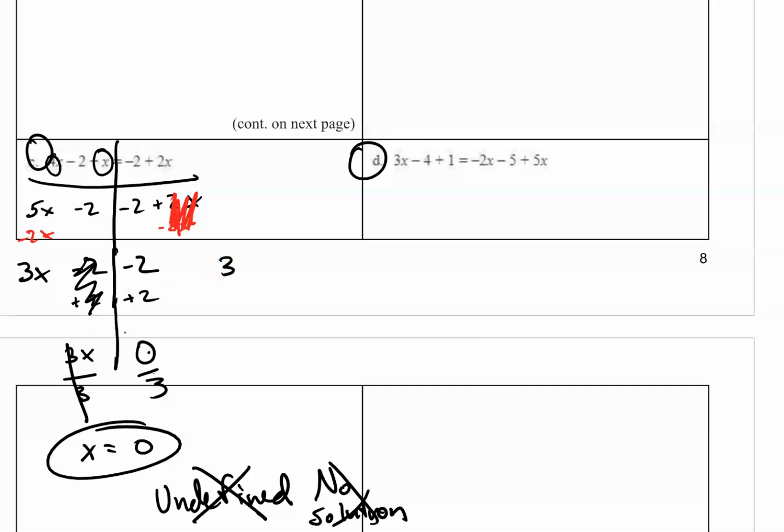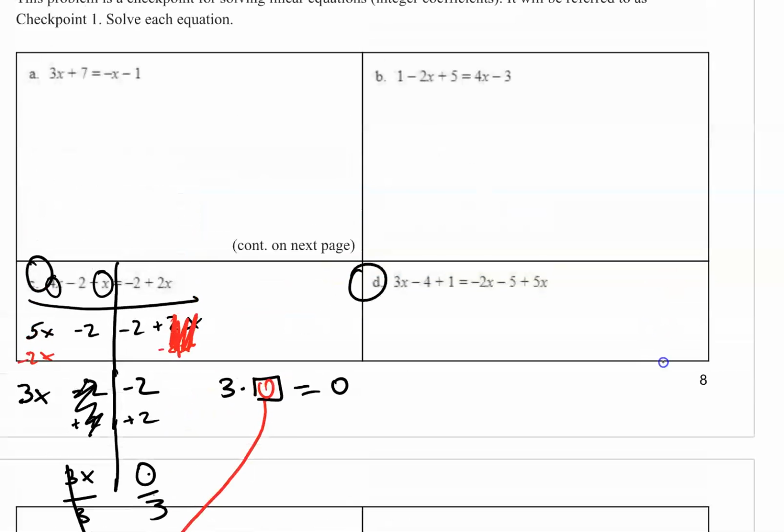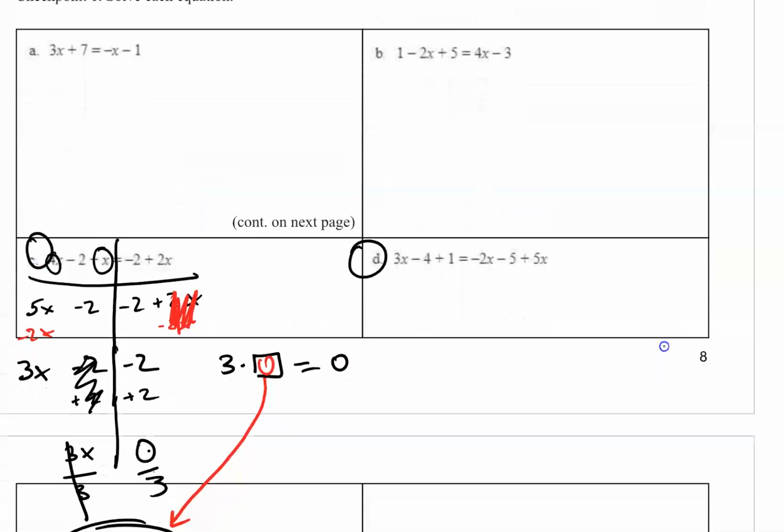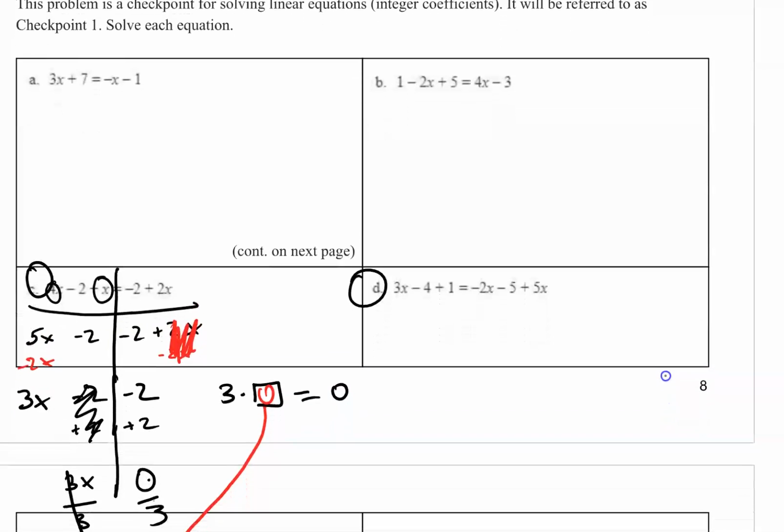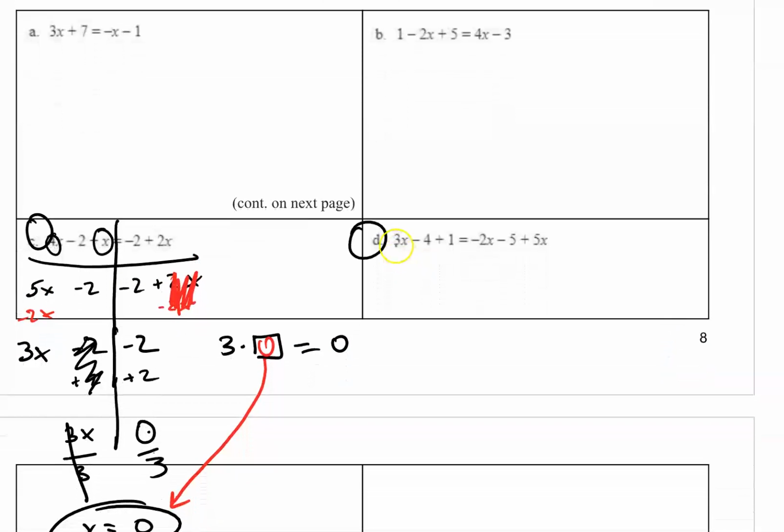And the reason it's 0 is, think about that last part. 3 times what number is equal to 0? It's 0, right? 3 times 0 is going to be 0. So our solution is not undefined. It's 0. And it doesn't say to check the equations, so I'll stop there.